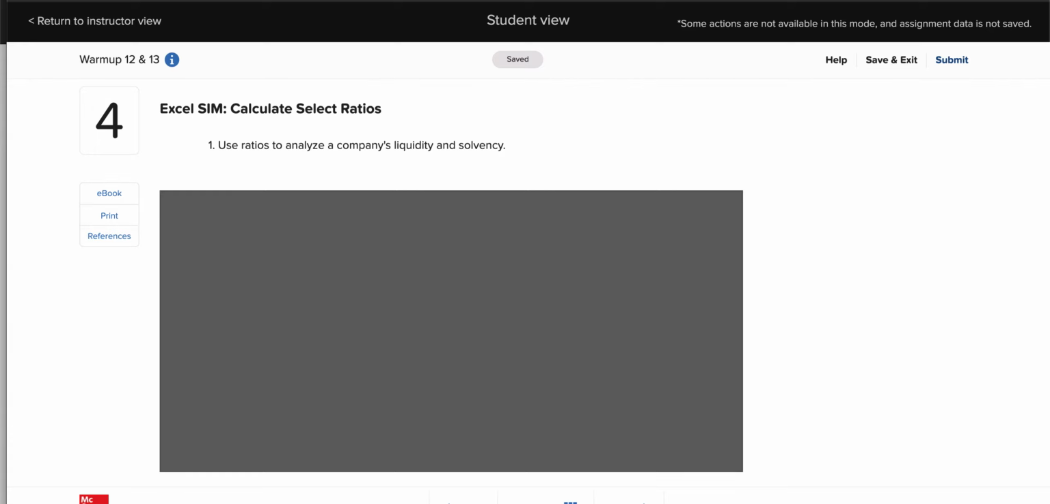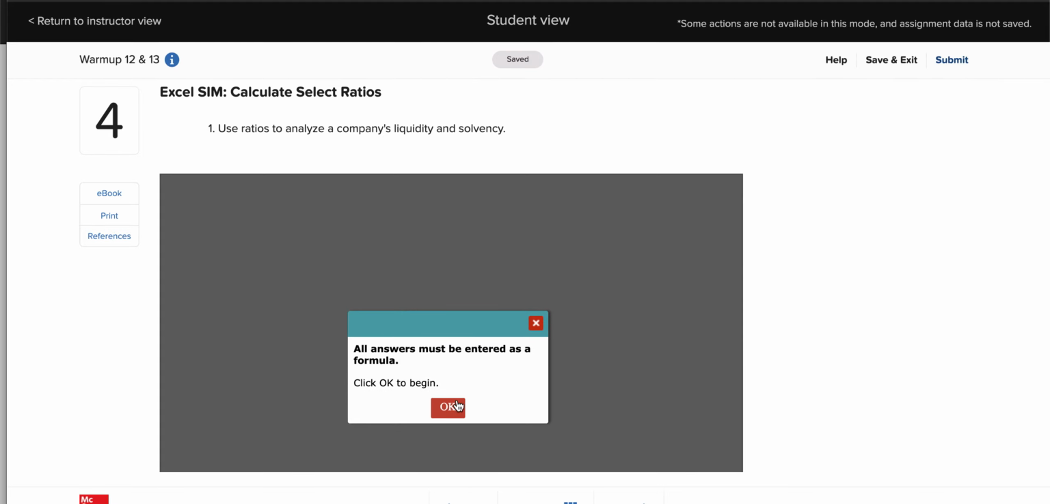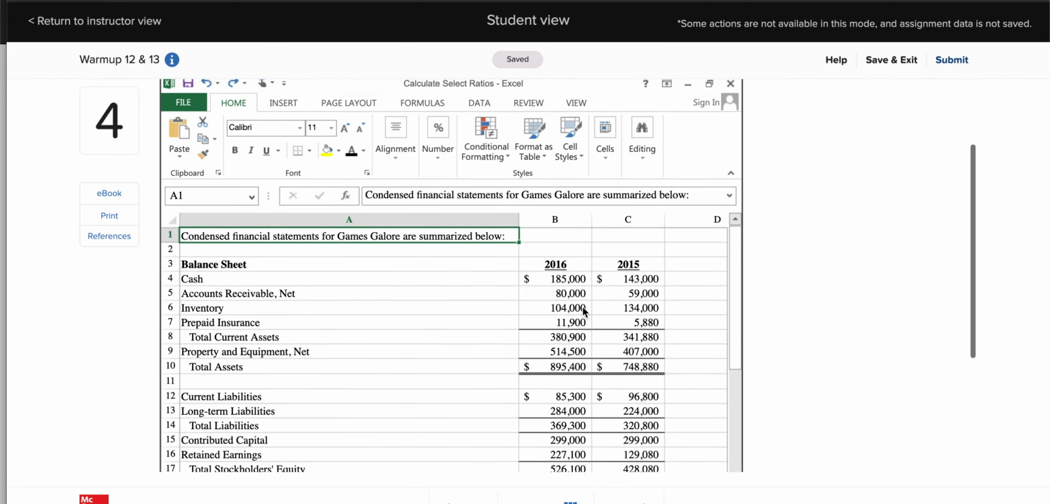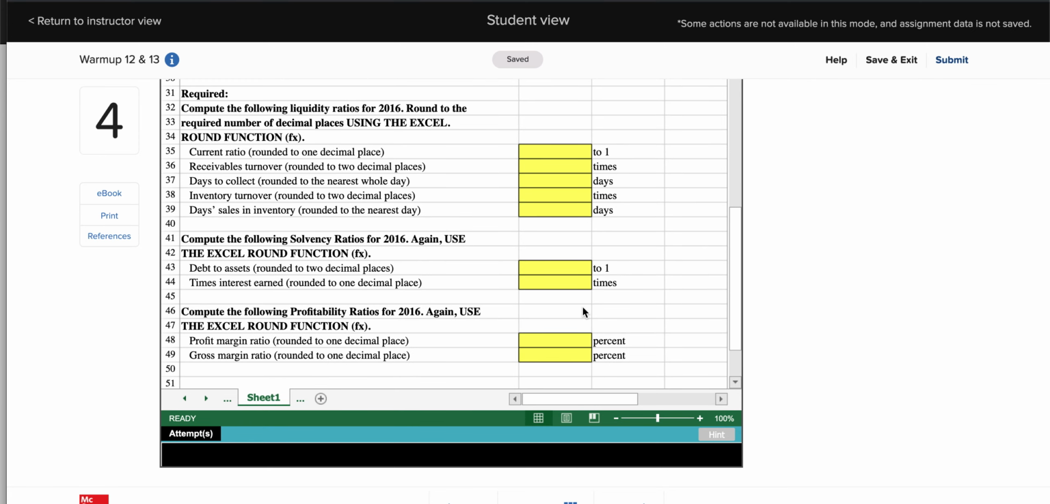Question 4 is similar, so we're only going to look at a couple of these. They give you the same reminder here that all answers have to be entered as a formula, and then you click OK to actually begin the problem. Notice that this is highlighting for you how the answers should be represented as well. Whenever you're dealing with the current ratio, it's whatever this number is to 1. So for all my current assets compared to my current liabilities, let's say this is 2 to 1, that would mean that I have twice as many current assets as I do current liabilities.